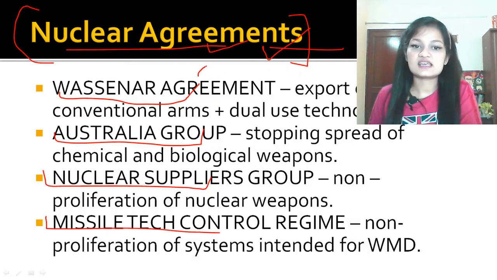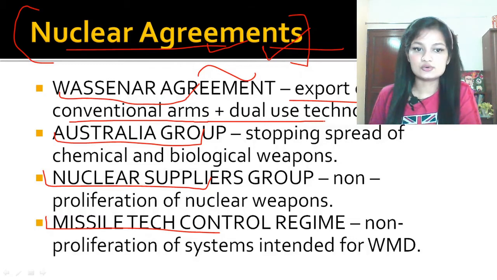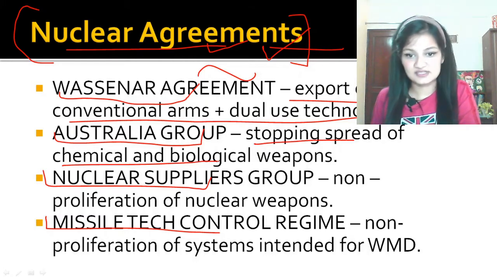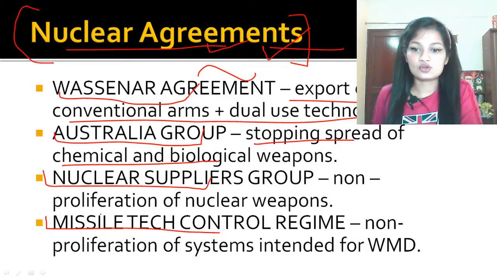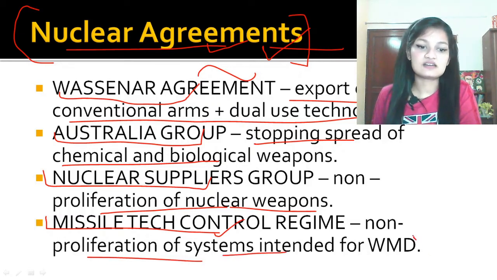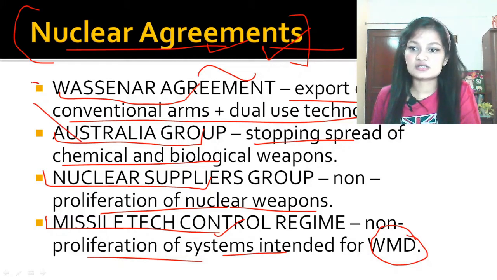The Wassenaar Agreement basically talks about the export control for conventional arms and dual use technologies. The Australia Group talks about stopping the spread of chemical and biological weapons. The Nuclear Suppliers Group talks about the proliferation of nuclear weapons. The MTCR talks about the non-proliferation of systems intended for weapons of mass destruction. So the purpose of these groups is self-understood.